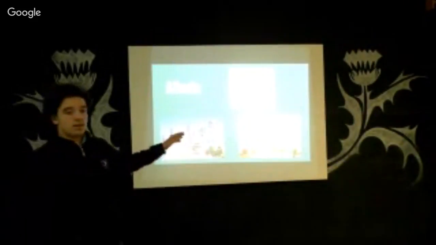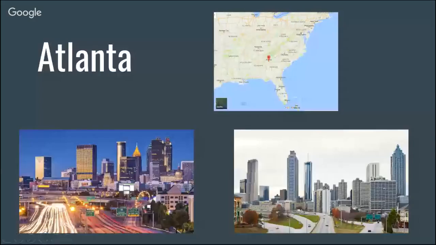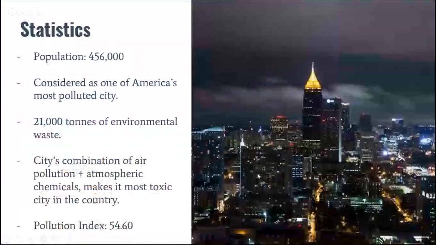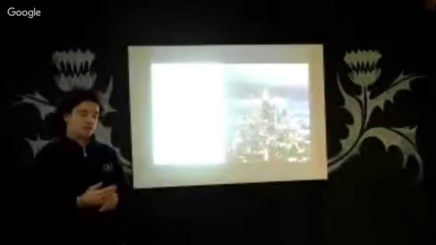Now I'm going to talk about Atlanta. As we can see from the graph, Atlanta is located in the southeast of America in the state of Georgia. It has a population of around 450,000 people. It is considered one of America's most populated cities, and it is also considered to be one of the most polluted cities. It has 21,000 tons of environmental waste, and the city's combination of air pollution and atmospheric chemicals make it again one of the most polluted cities. It has a pollution index of around 54.